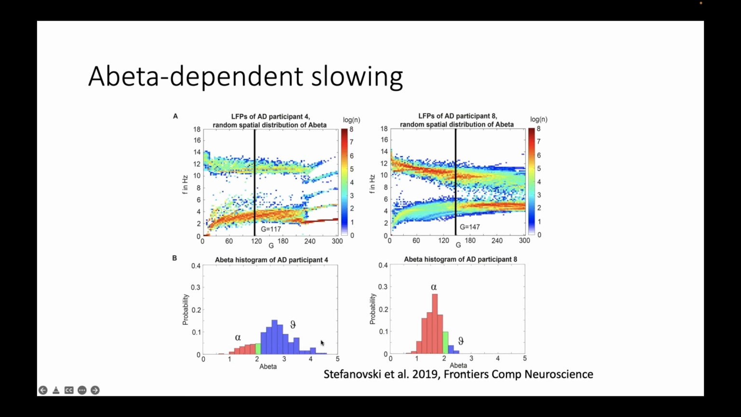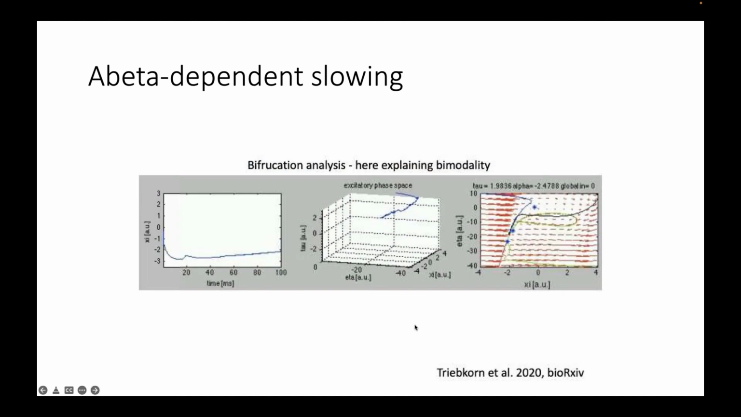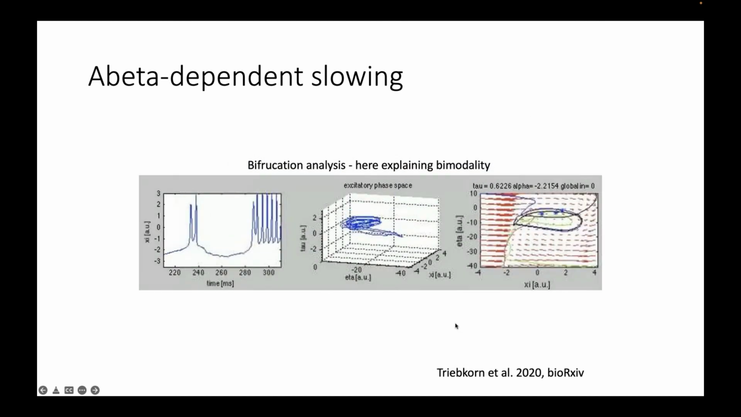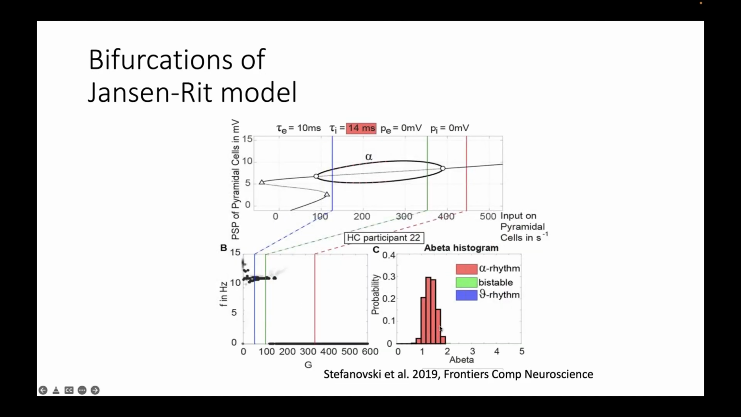And it worked quite well because, for example, here you see that this patient shows, especially for lower coupling areas, much more alpha activity, and consequently you also see in the A-beta distribution more regions that lead to alpha oscillations. If we then have a look at these bifurcation diagrams, we can see why this happens. In this alpha regime, so with low values of tau e, we see that there's only one limit cycle, which produces alpha oscillations.